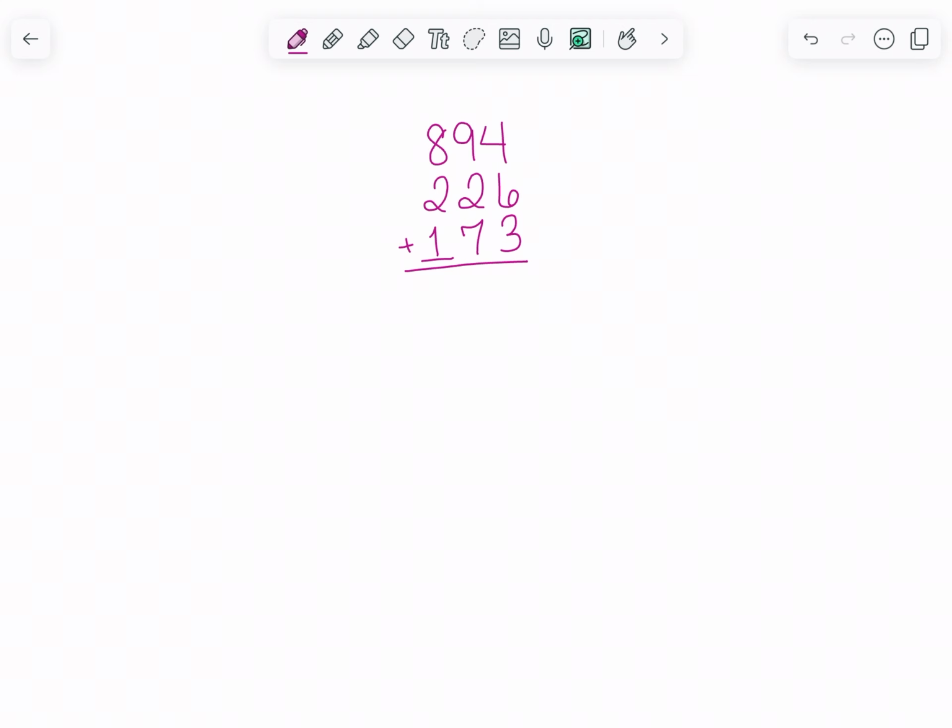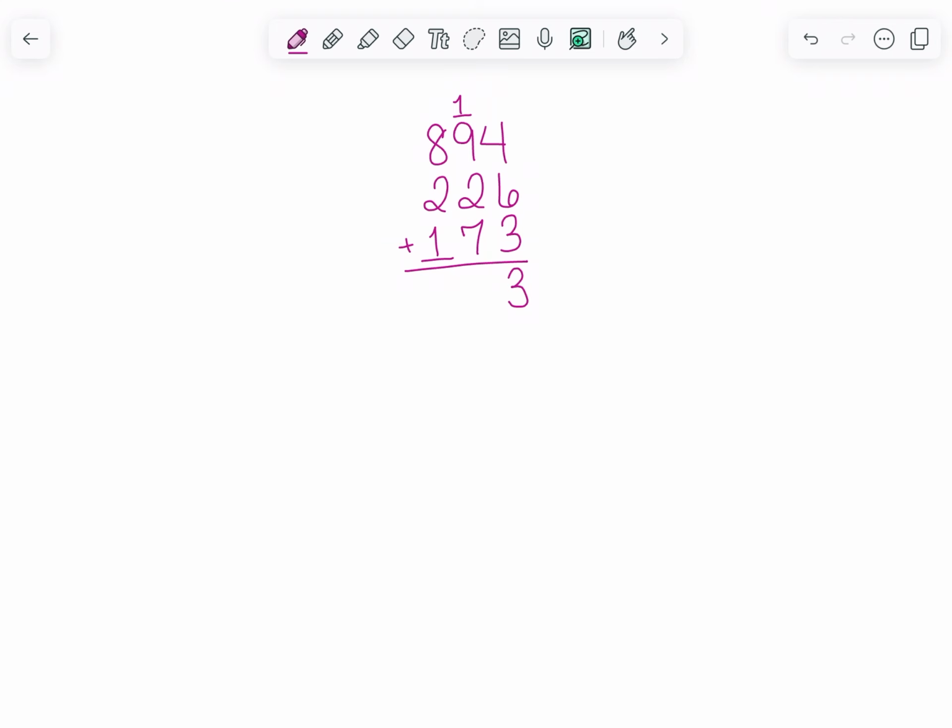We can also use this algorithm to add more than two numbers. Let's consider this problem, 894 plus 226 plus 173. We start with the ones place. 4 plus 6 plus 3 is 13. We write down the ones and regroup the tens. 13 has a 3 in the ones place, so we write the 3 down, and regroup the 10 from 13.